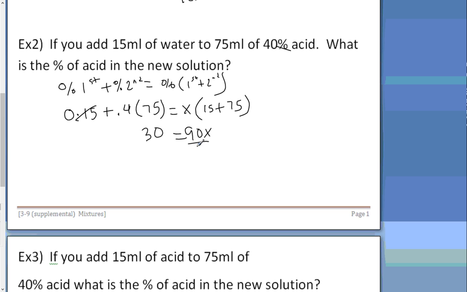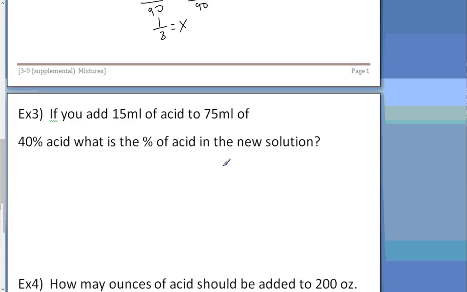So divide both sides by 90, and I get x is 1/3, which if you know what that means as a percentage, 1/3 is 33 and 1/3%. What does that mean? That means if I mixed 15 milliliters of water with 75 milliliters of 40% acid, I would make a new mixture that is 33 1/3% acid. Okay? Let's do another one.